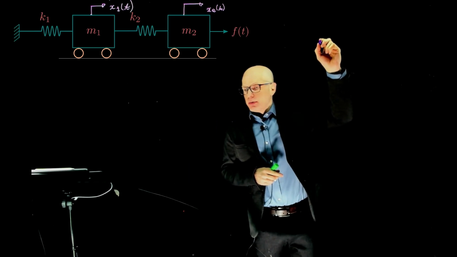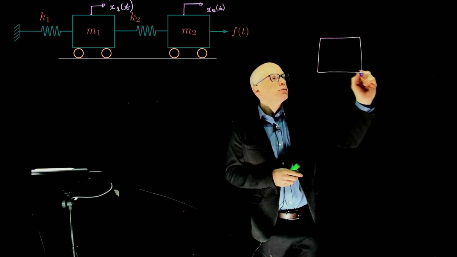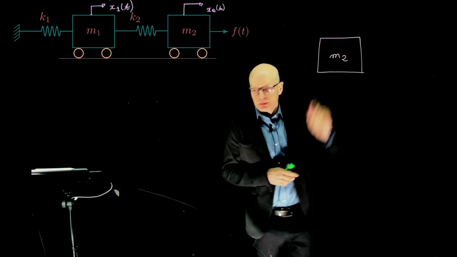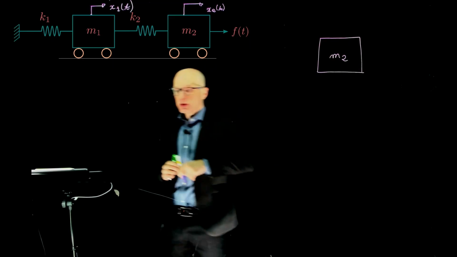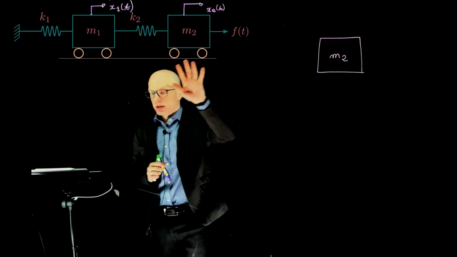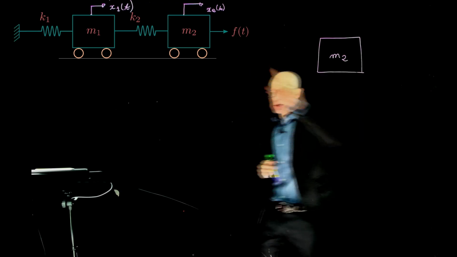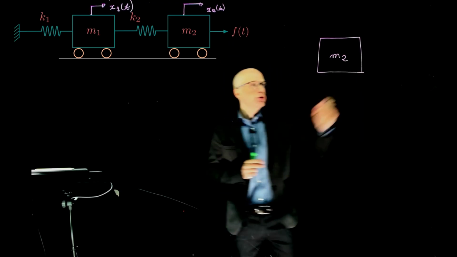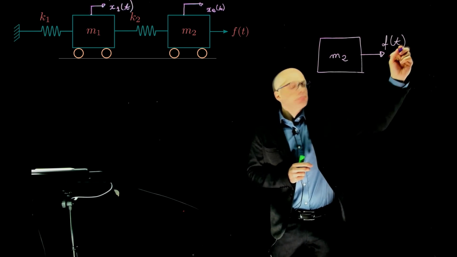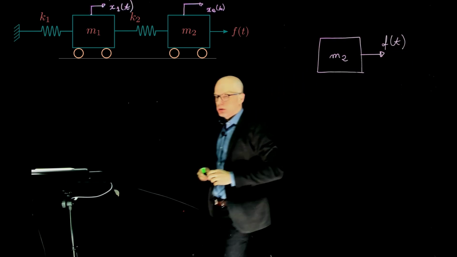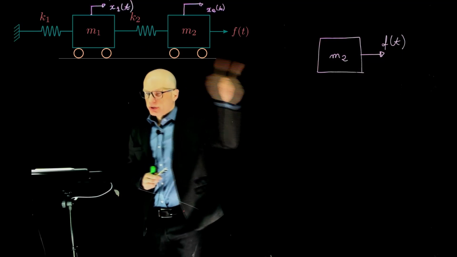And now let's do the free body diagram for each mass. Let's start with mass 2. Which forces are acting on mass 2? Now we need to replace all elements connected to mass 2 by the respective forces they apply. So mass 2 is subjected to the input force F of t. And what else? By the force that this spring exerts on mass m2.